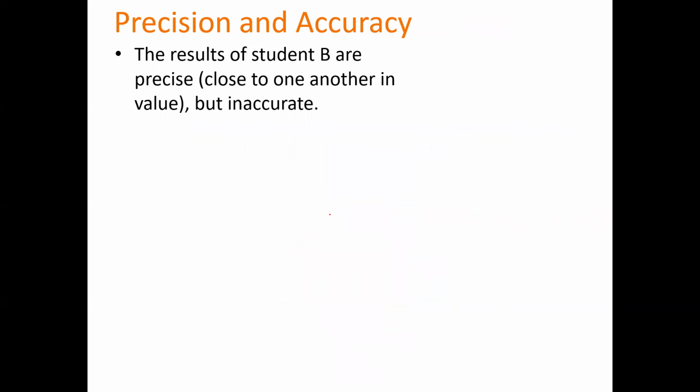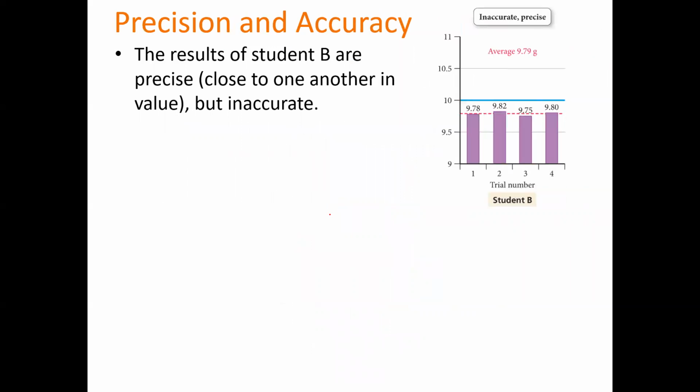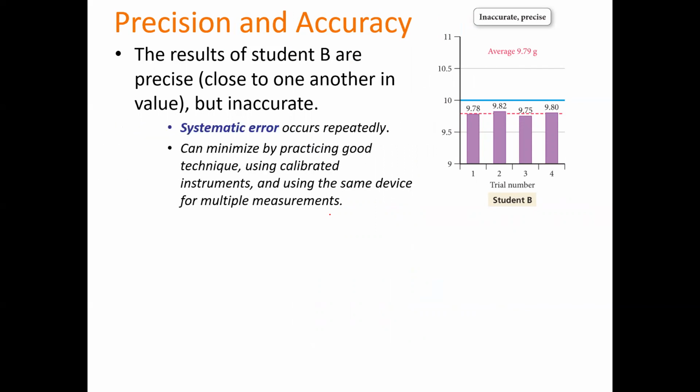Now, what about student B? Well, student B seemed pretty consistent, right? But they never truly hit the mark. And we see that when we take the average, they're still off from the 10.00 grams. So this is probably due to what's referred to as systematic error, something that happens repeatedly.